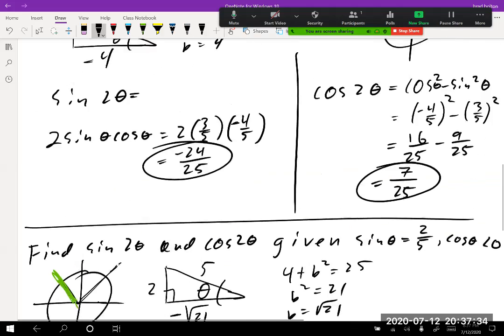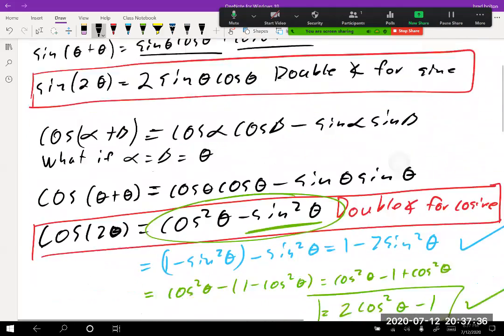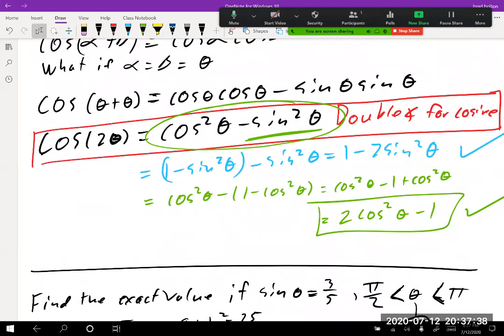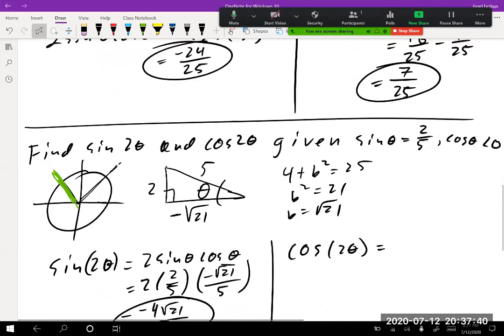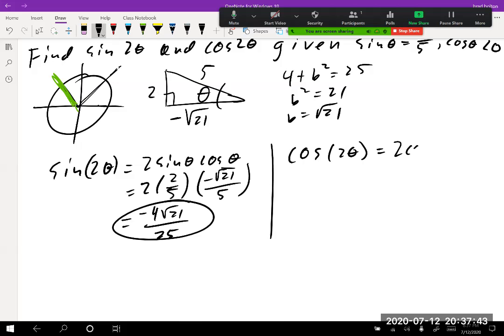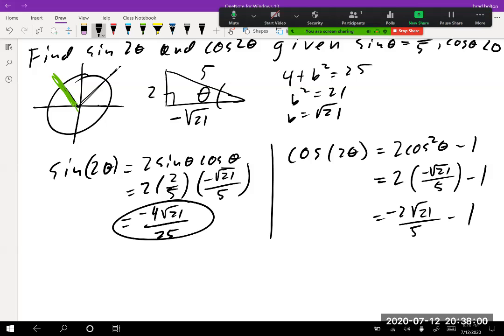I'm gonna just try a different one, unpause the video. Hopefully you guys unpause the video. I'm gonna try 2 cosine squared theta minus 1, just to see. 2 cosine squared theta minus 1. So 2 times cosine squared, we said was negative 21 square rooted over 5 minus 1. That would be, let's see, negative 2 square roots of 21 over 5 minus 1. I shouldn't have done this. I don't like it already. Let's clean this up.